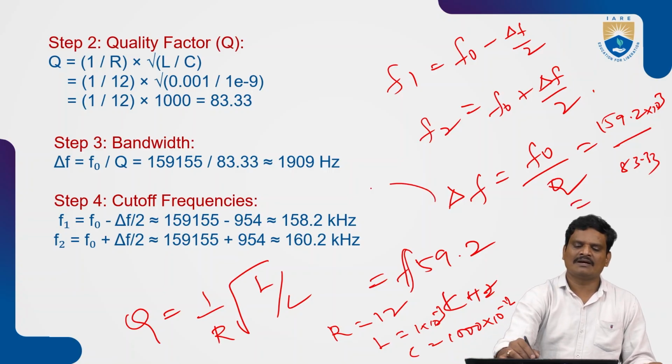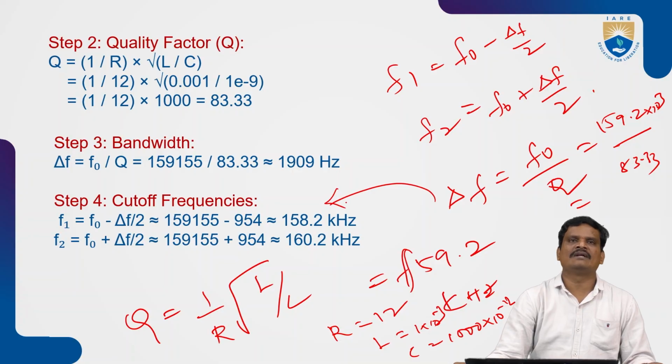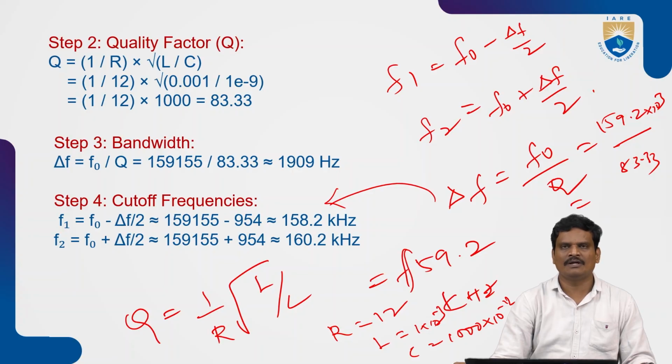Substitute the value of delta F in the above expression. You will get the value of cutoff frequencies offered by that particular resonant circuit. The value of F1 is 158.2 kilohertz and the value of F2 is F0 plus delta F by 2. So these are the different types of model problems that can be asked, depending upon the calculation of impedance or power factor for the different circuits, as well as how to calculate the resonance or bandwidth or cutoff frequency or quality factor for the resonant circuits.